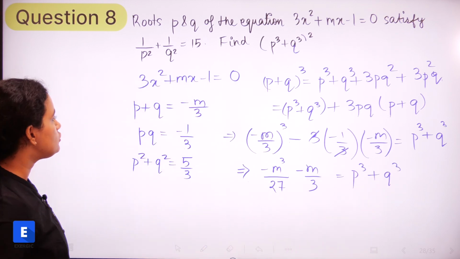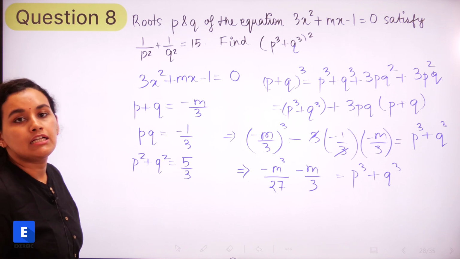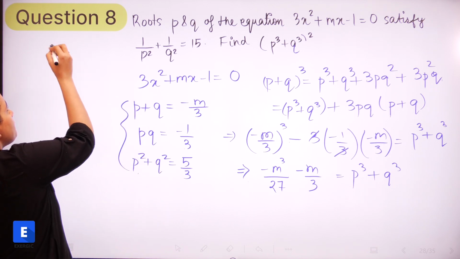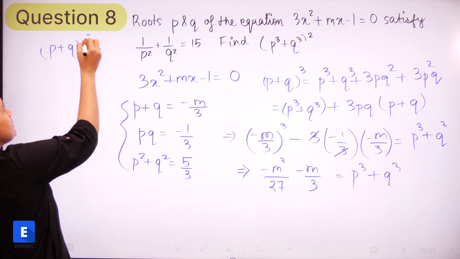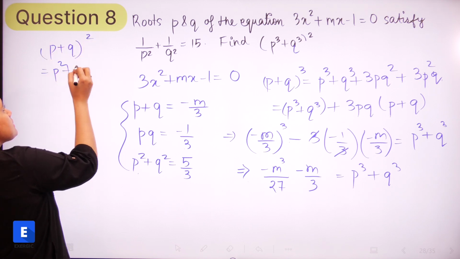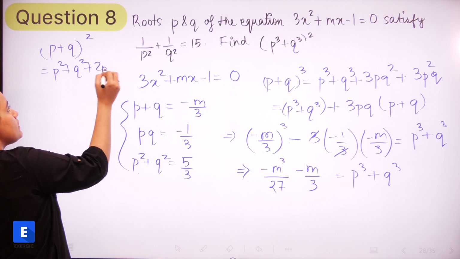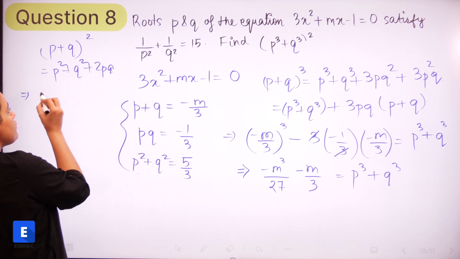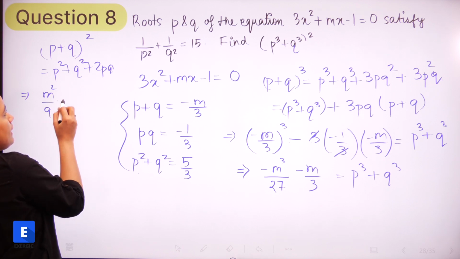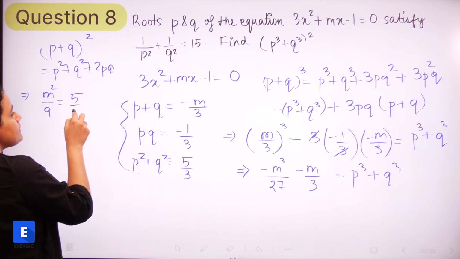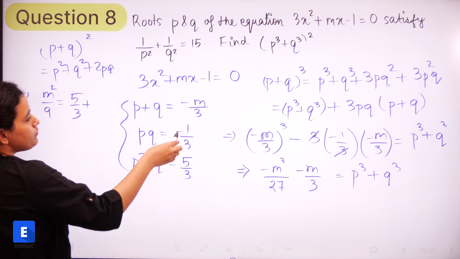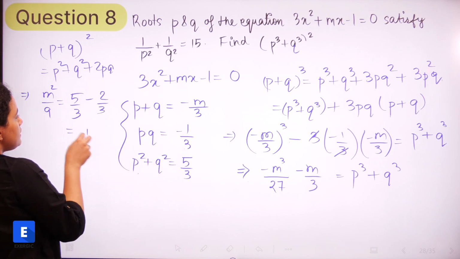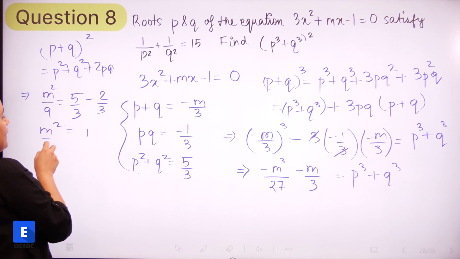But I need to find out the value of m, right? From where I can find it? I can find it using these. If I take p plus q whole square is equal to p square plus q square plus 2pq, right? So p plus q is what I have, minus m by 3 whole square. So m square by 9, and p square plus q square is 5 by 3, and twice of pq is going to be minus 2 by 3, which is nothing but 1. So m square by 9 is 1.